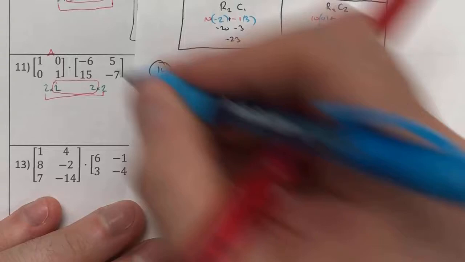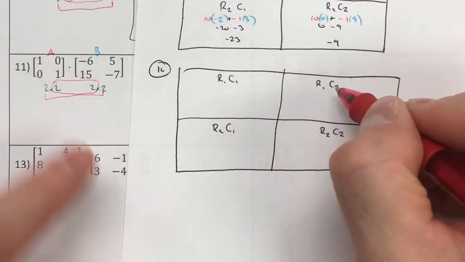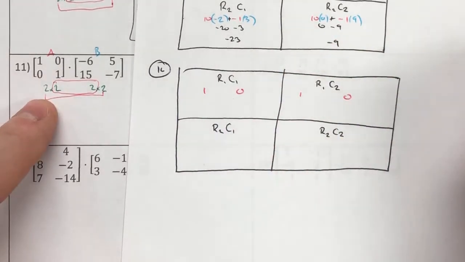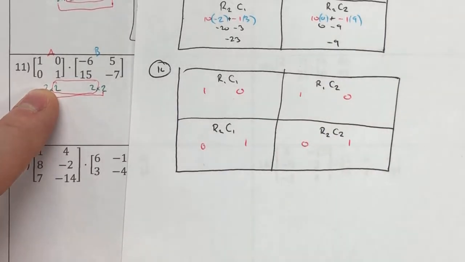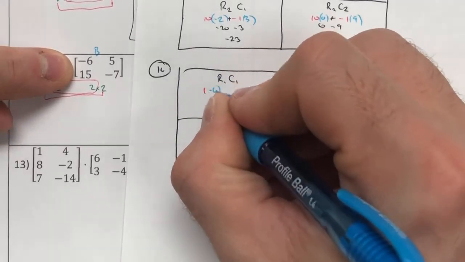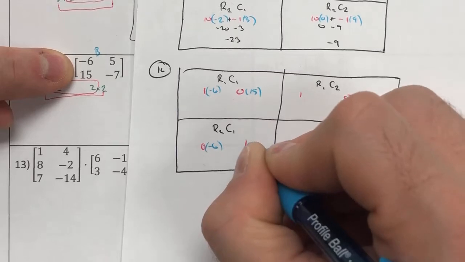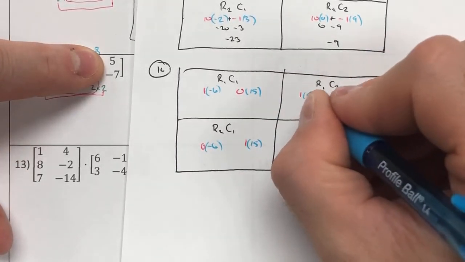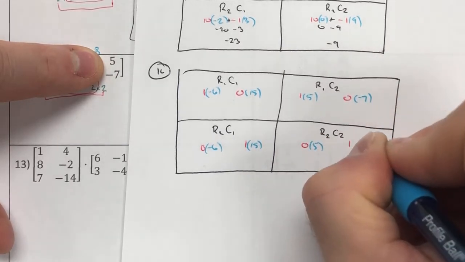A and B. So row 1, 1, 0, 1, 0. Row 2, 0, 1, 0, 1. Column 1, -6 and 15, -6 and 15. Move over to column 2, 5, -7, 5, -7.